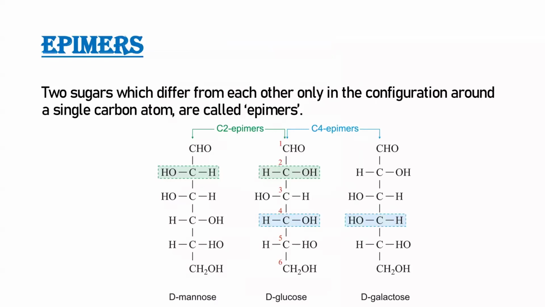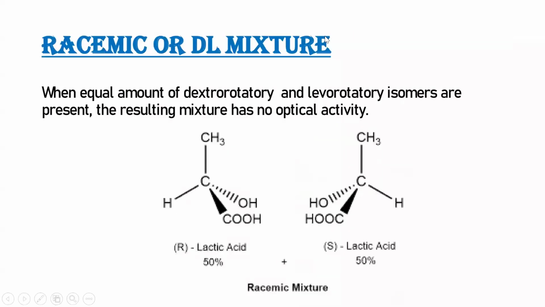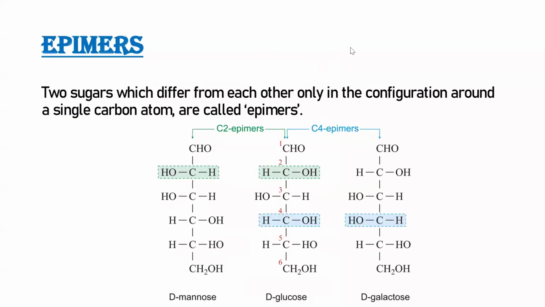Epimers is when you have two sugars which differ from each other only in the configuration around a single carbon atom. They are called epimers. So that is epimers. It means that when you have two sugars that differ from each other only in configuration around a single carbon atom, they are called epimers.